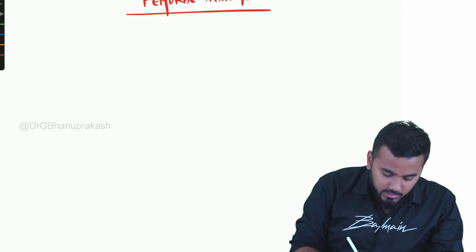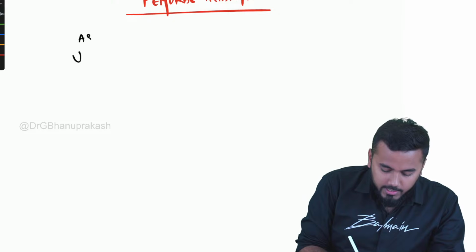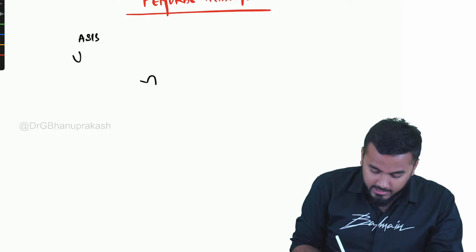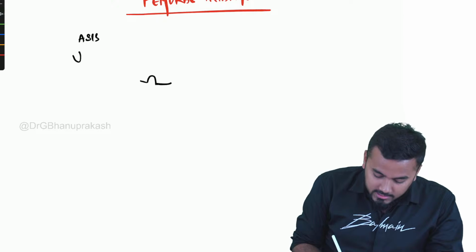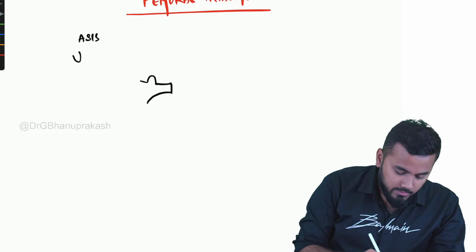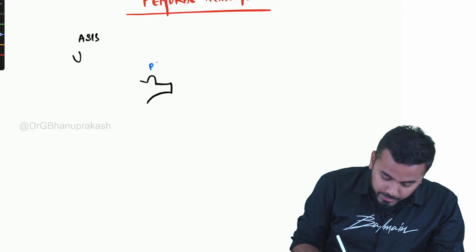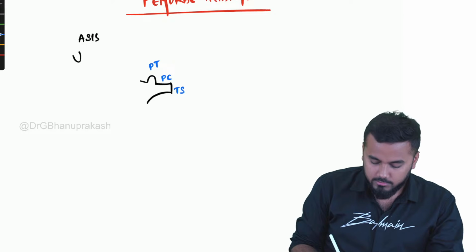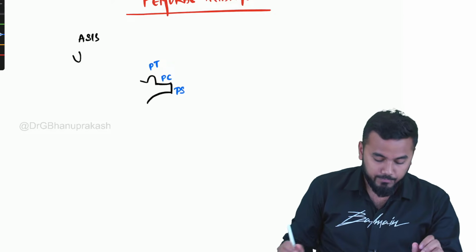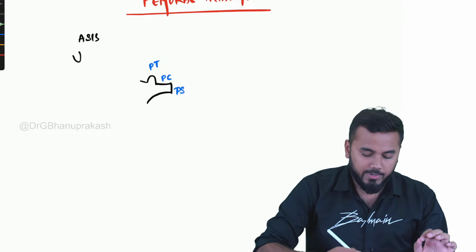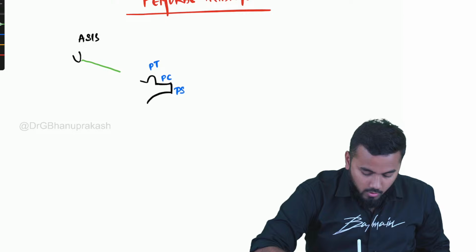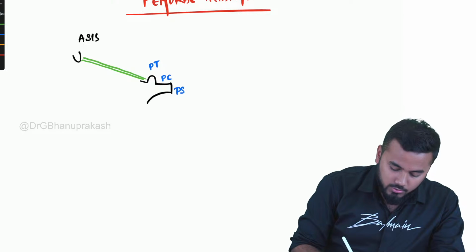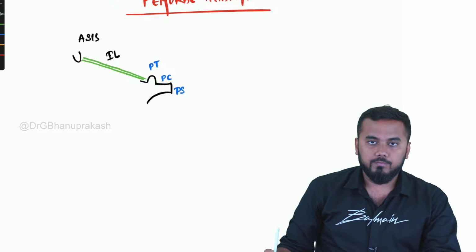What is the basic thing? This is called the anterior superior iliac spine. And this is called the pubic tubercle. And this is called the pubic crest. And this is called the pubic symphysis. Connecting the anterior superior iliac spine to the pubic tubercle, you have a ligament like this. We have already discussed it, and this ligament is called the inguinal ligament.